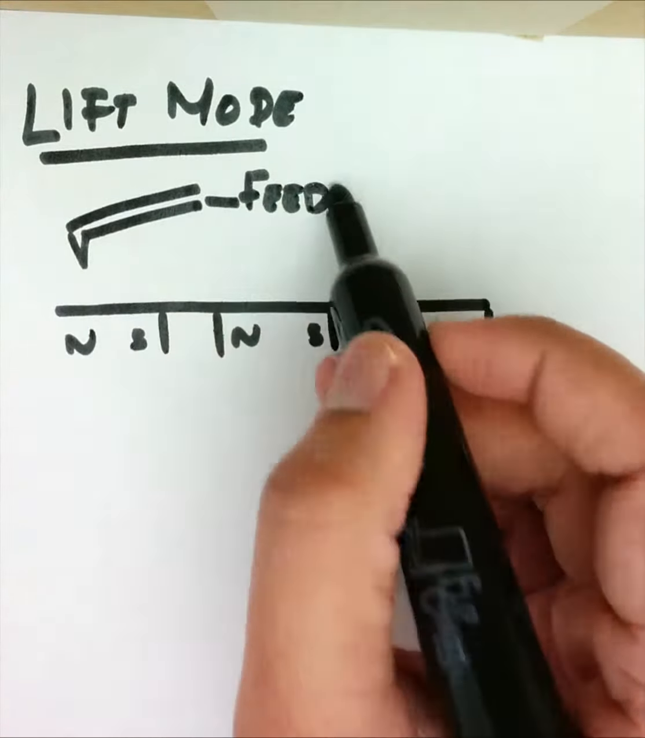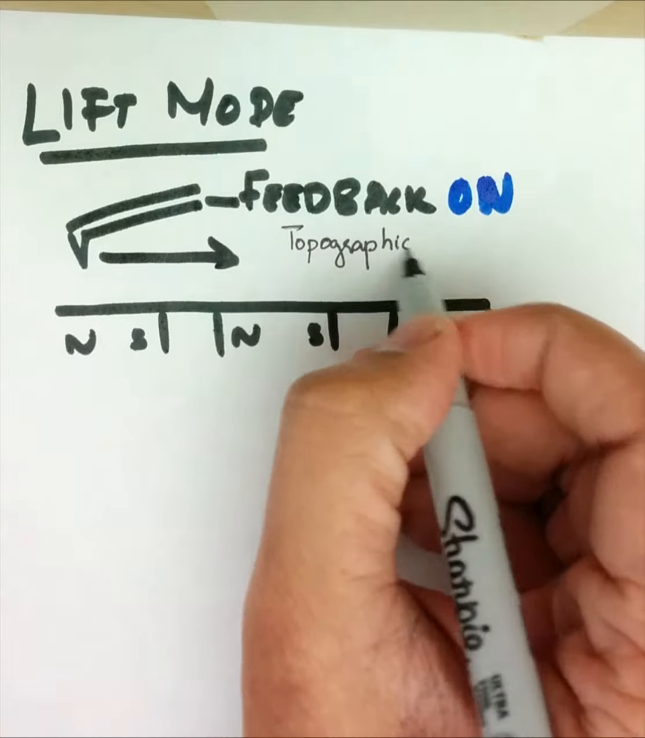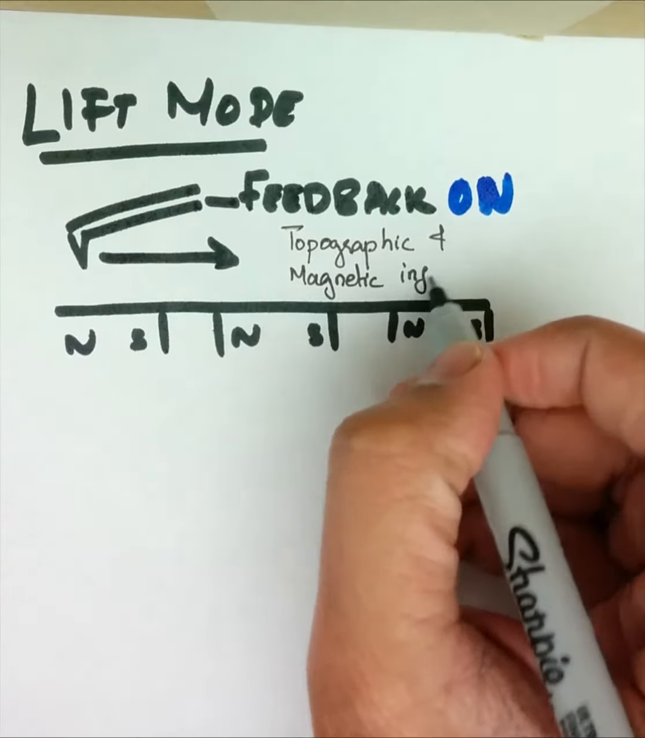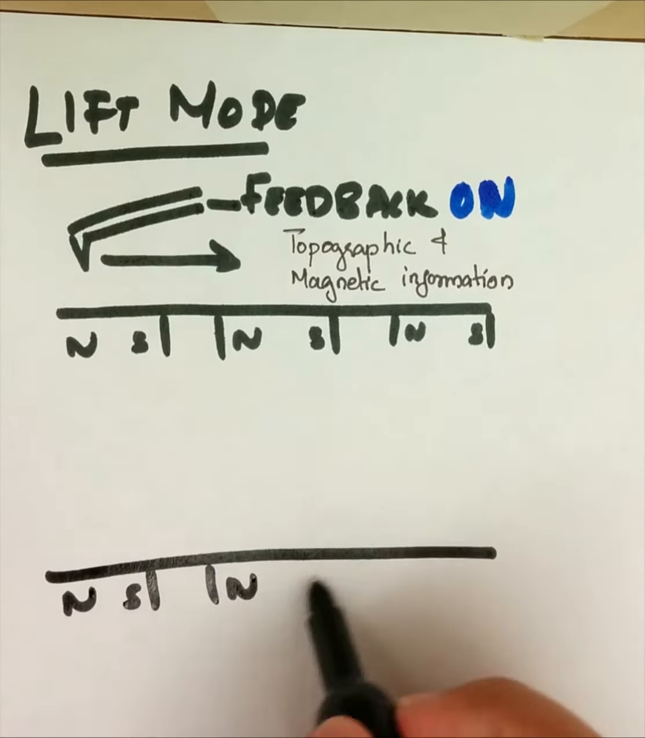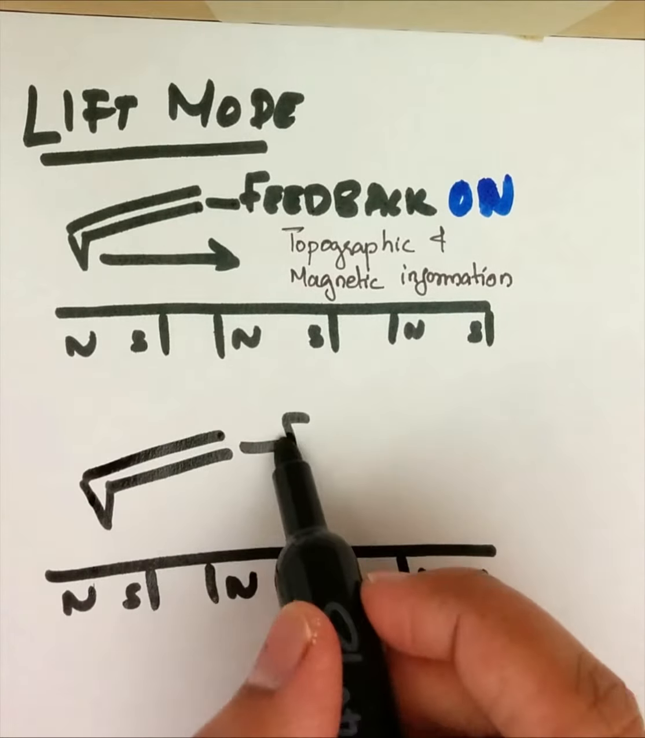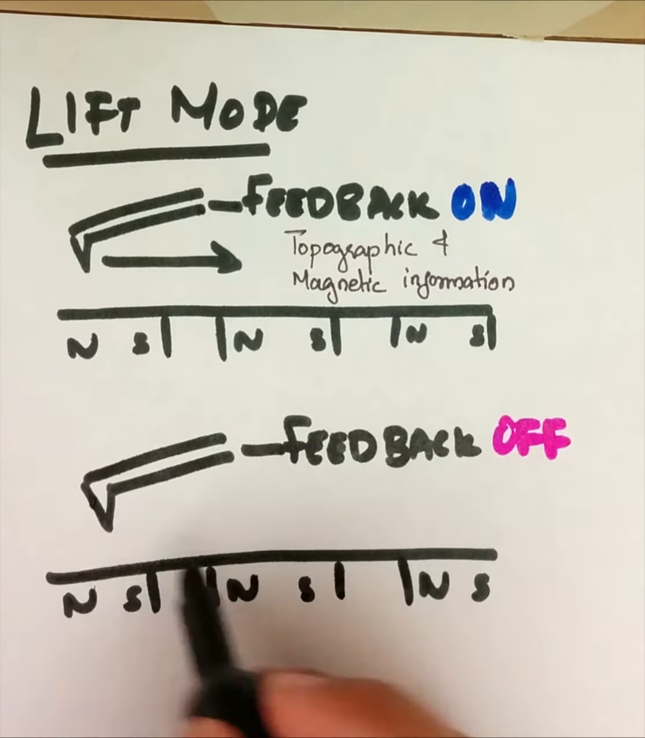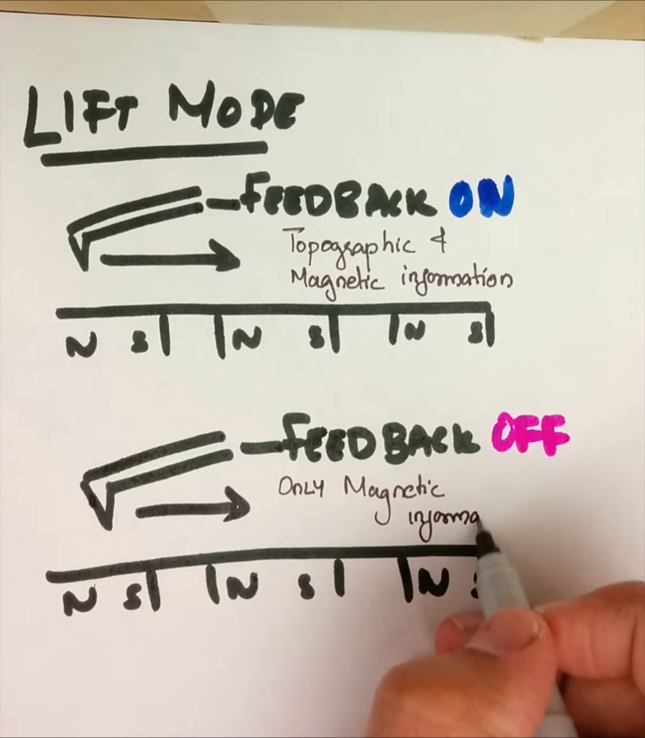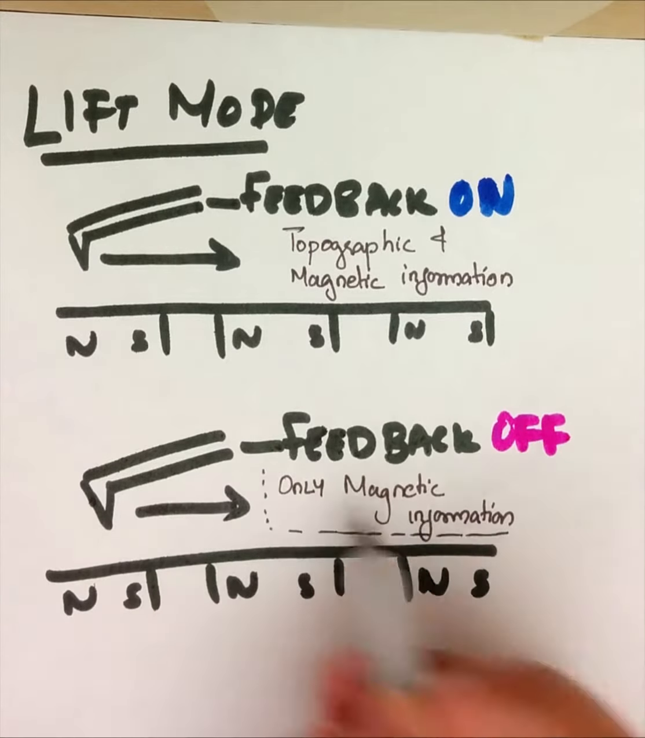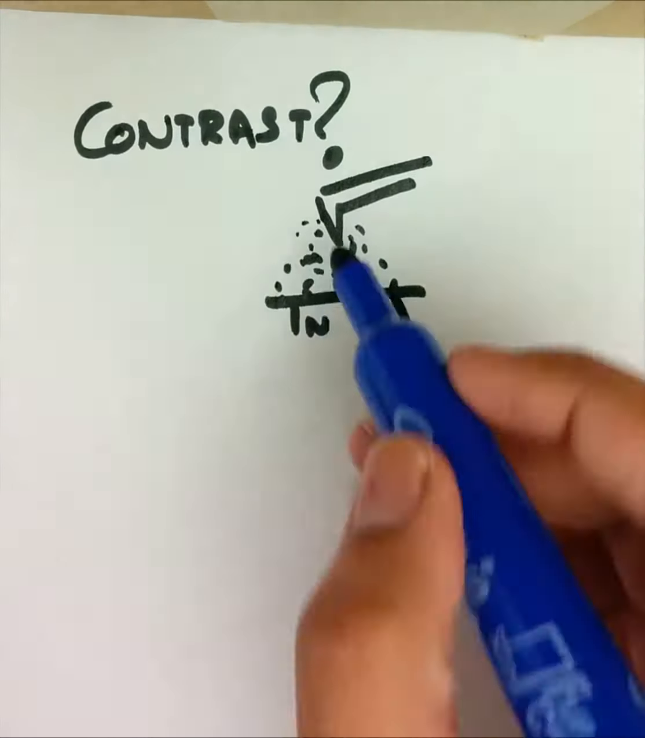In the lift mode, a cantilever is initially brought close to the surface, that is within 10 nanometers, and with the feedback control switched on, the topological information of the surface is obtained. Then the cantilever is raised to a height called the lift height, and the feedback is switched off. The cantilever then retraces the topological information that it obtained in the first run to obtain all the magnetic information of the surface. So where does the contrast in the images come from?